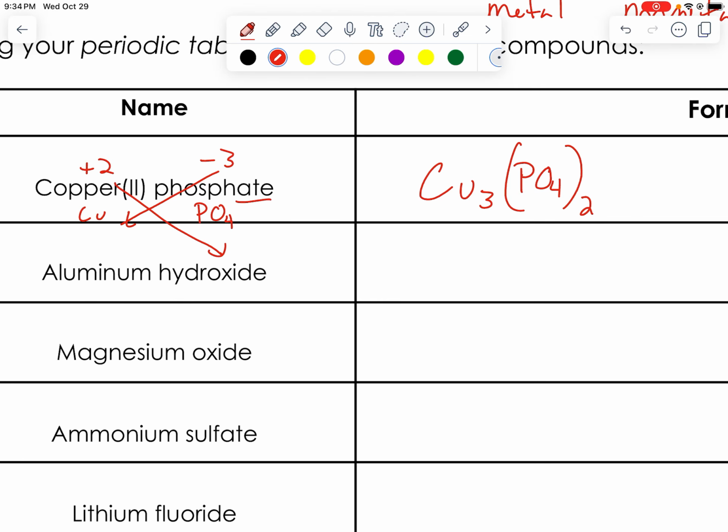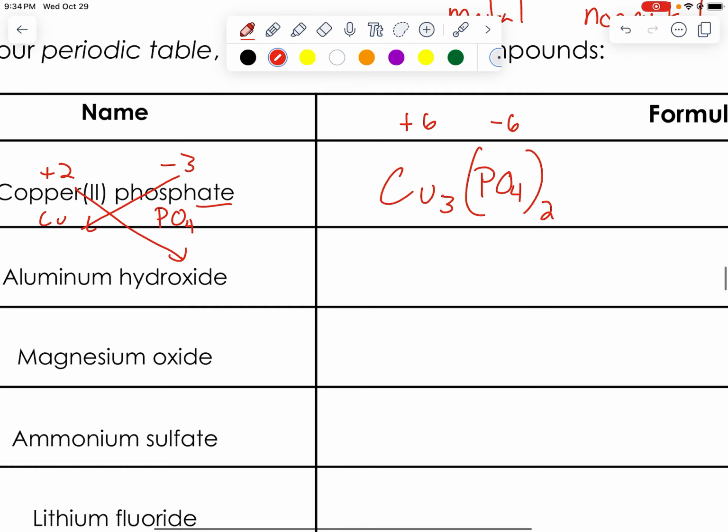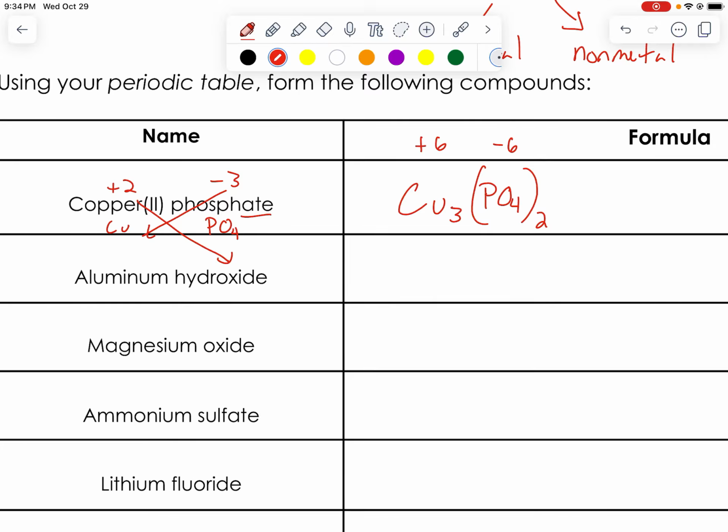It has a net charge of 0 because I have 3 coppers both at plus 2. 3 times plus 2 is positive 6. And then I have 2 phosphates. Both of them have a -3 charge. 2 times -3 is -6. So the charge is equal to 0. That's how you can tell if you did it right.